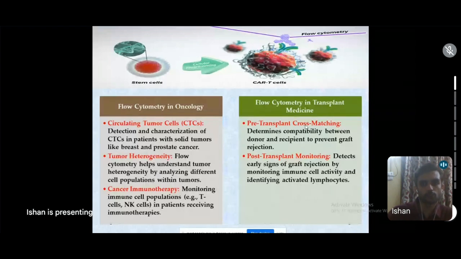Then comes the most important aspect of flow cytometry, if we go on with numerous applications: we have two major applications of flow cytometry.